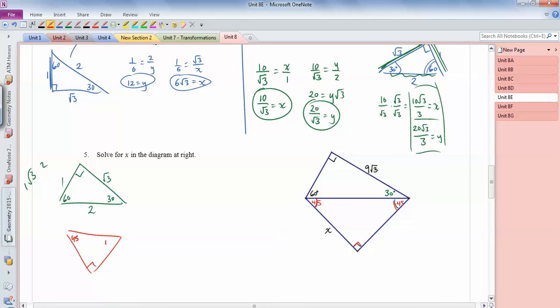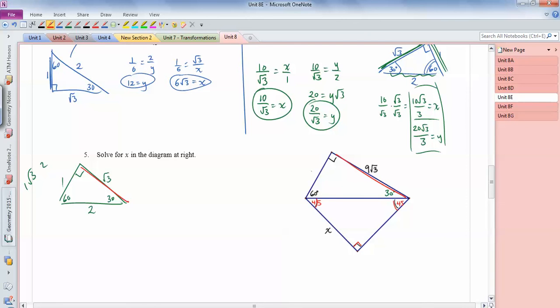45, 45, 90. The most basic 45, 45, 90 is 1, 1, root 2. Actually, let me leave this alone for now. Let's just work with the top triangle. In the top, the 9 root 3 goes with the root 3. So you might be able to tell, just take the basic triangle, multiply it by 9, and you get the big triangle.